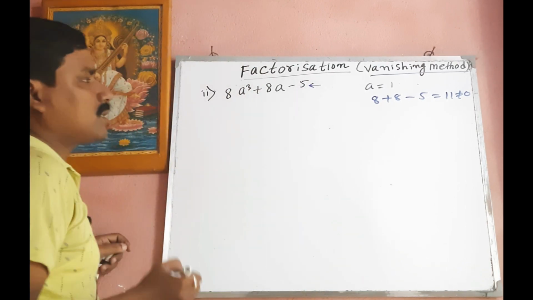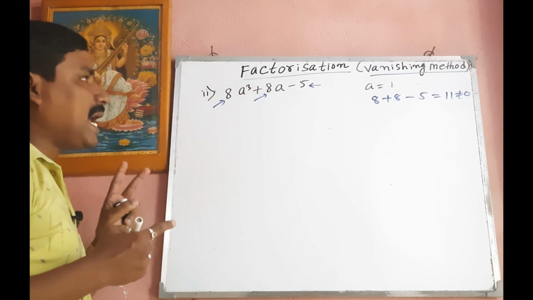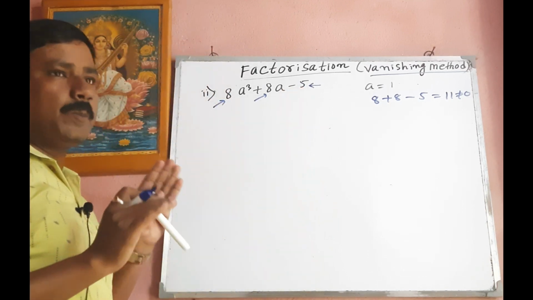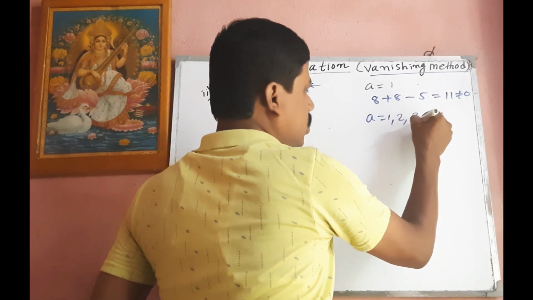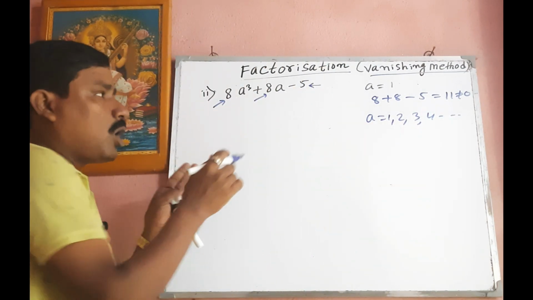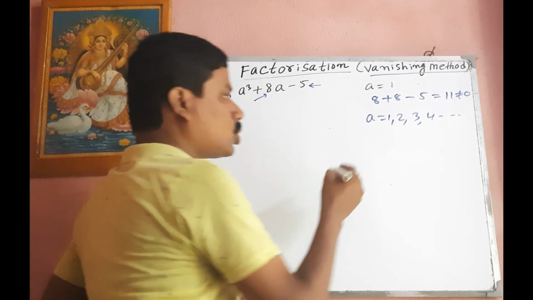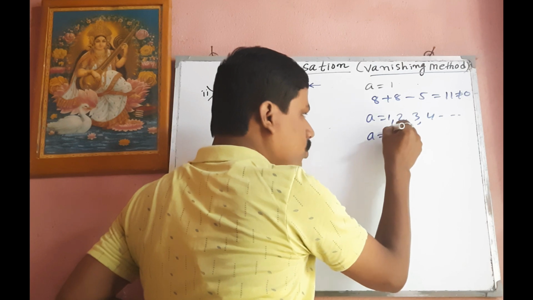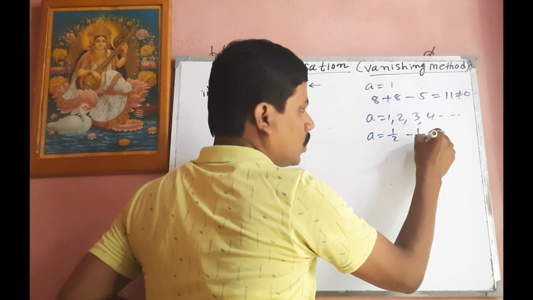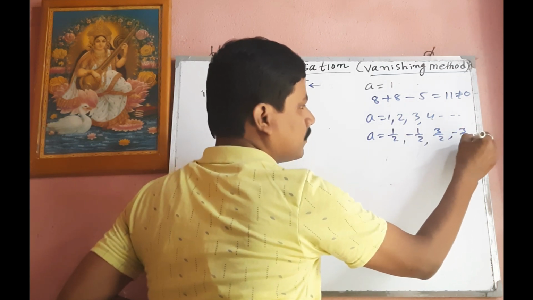Here minus 5 is there, and this is 2 even, that is 8, and minus 5 is there. So if we put a equal to 1, 2, 3, 4 and so on, this will not vanish because this is even and this is odd. So we think a is equal to half, minus half, 3 by 2 and minus 3 by 2 and so on.